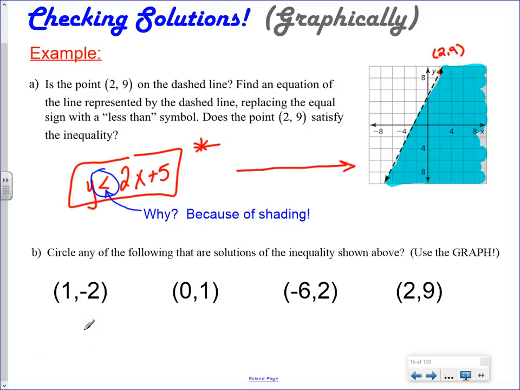What do you guys think? Go ahead and shout it out. It's true. Negative 2 is less than 7. All right, let's check it. Negative 2 less than 2 times 1 plus 5, which is 7. Is negative 2 less than 7? True. Yes.